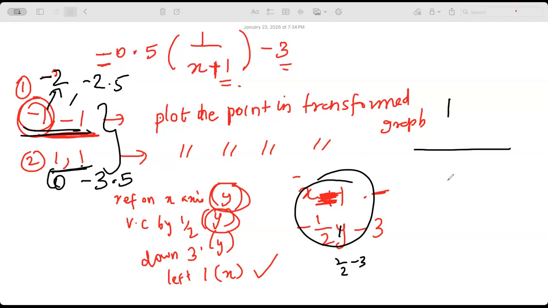So the graph should be something like this. It will be something like this. And then this side is going to be something like this. You got it? This will be your asymptote. Make sense?